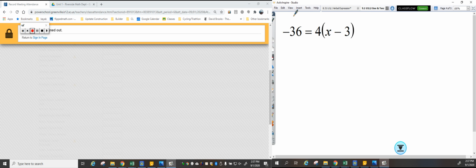All right. What does it mean when I have these parentheses right here? Anybody know? Multiplication. Distribute. Okay? Inside these parentheses, there are two terms. There's an x and a -3. So I will multiply this 4 to the x and to the -3. All right? So -36 equals 4x. 4 times x is 4x. 4 times -3 is -12. All right, you guys solve it from here. -36 equals 4x minus 12.